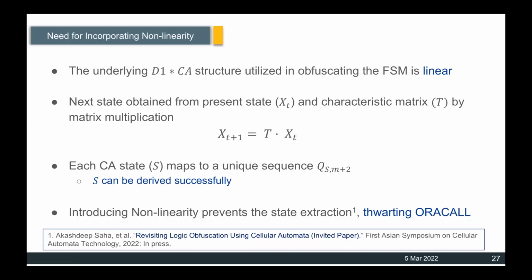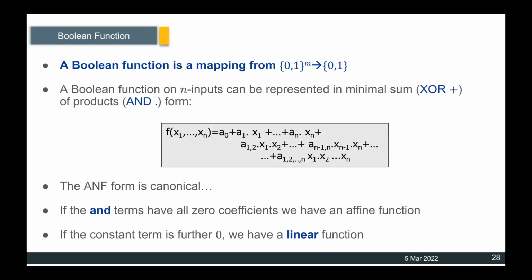For this, we identified that the reason it fundamentally breaks is the fact that the FSM or the CA based structure is linear. Because of this linearity, you can obtain the next state from the previous state by applying the state transition matrix. This means we need to introduce nonlinearity to the structure of the cellular automata without disturbing its nice cyclic structure. This can probably help us in thwarting the ORACALL attack.